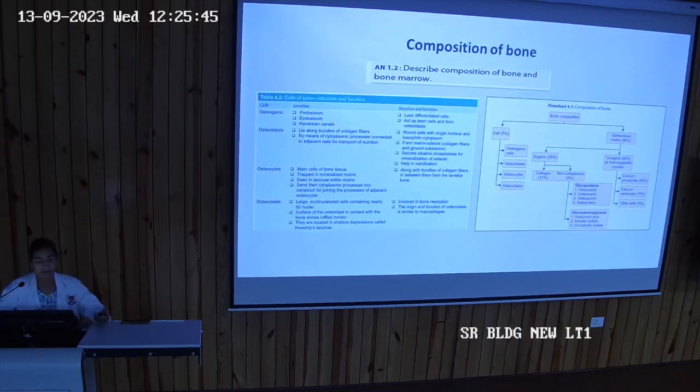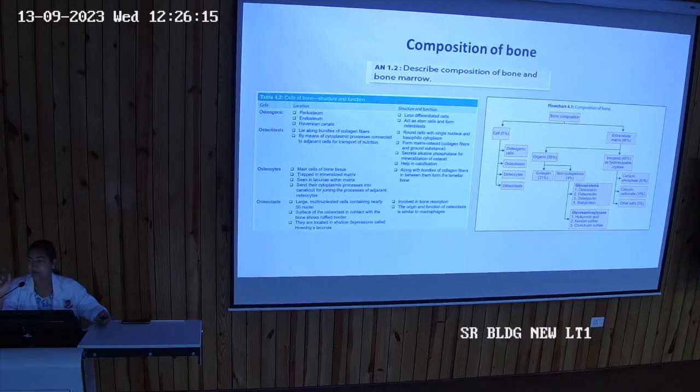Now these are the different cells which are forming the bone. All of you know about these cells. Osteogenic cells, osteoblast cells. Do you understand this terminology? What are osteogenic cells? What do you understand by osteogenic cells?